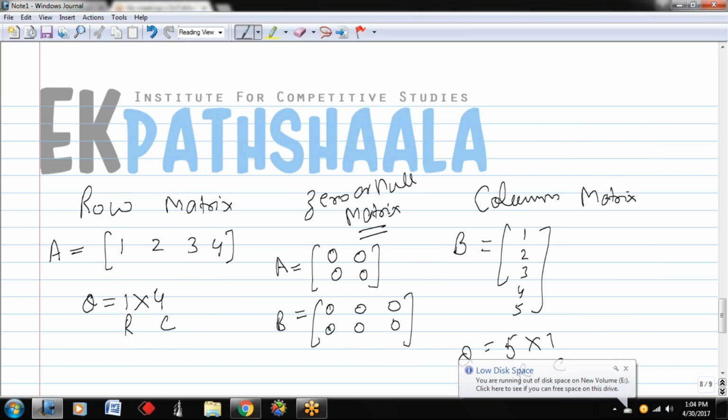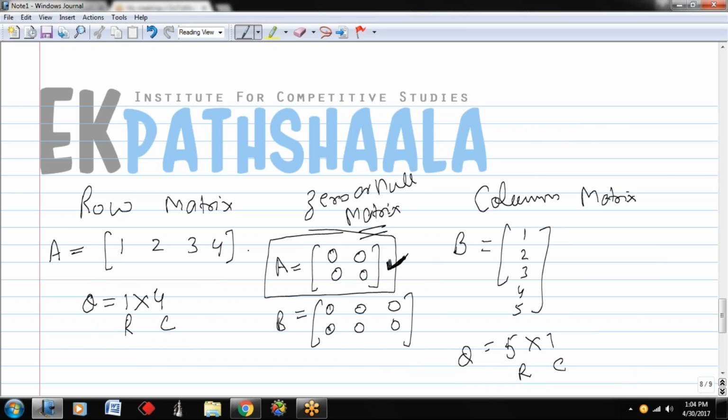Tell me, is this matrix a scalar matrix? Any answers? Yes, no? Yes, it is a scalar matrix. Write it down: every null matrix is also a scalar matrix.